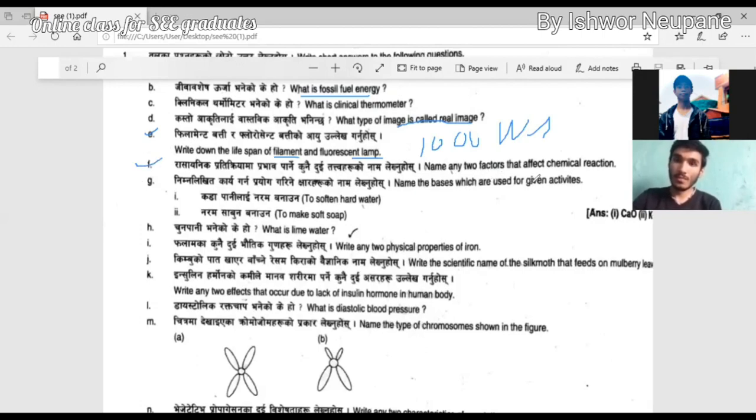Number F. Name any two factors that affect chemical reaction. Do you have the answer? Temperature, pressure, catalyst, you can write. Number G.